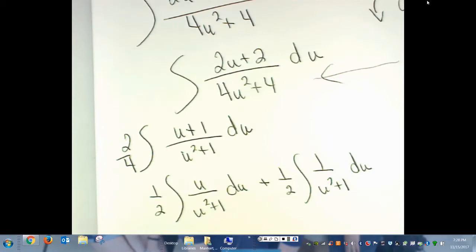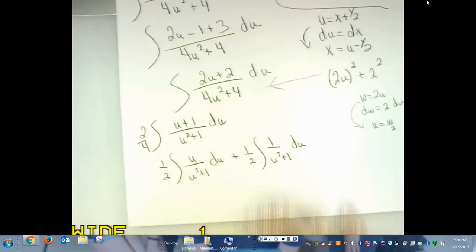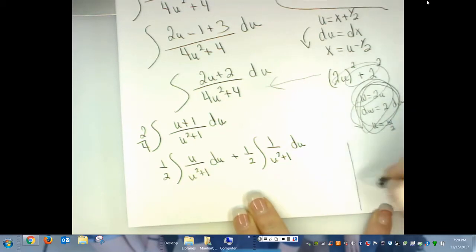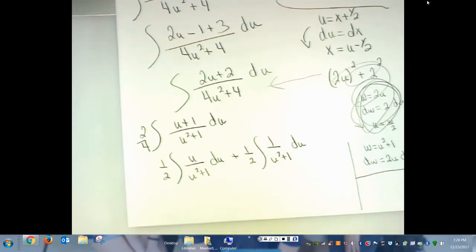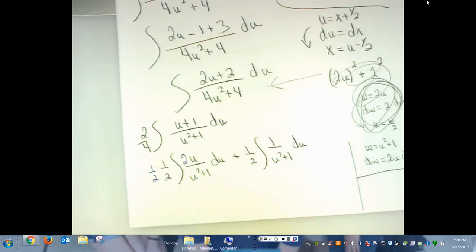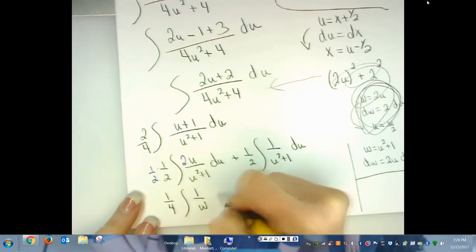With this one, I'm going to do u sub. So I'm going to take 2 different approaches here. Okay. I'm going to cross this out. Here we go. Let w be u squared plus 1, so dw is 2u du. I'm going to take my purple pen, and I'm going to put a 2 here and a 1/2 outside here. So I'll say this one is 1/4, 1 over w dw.